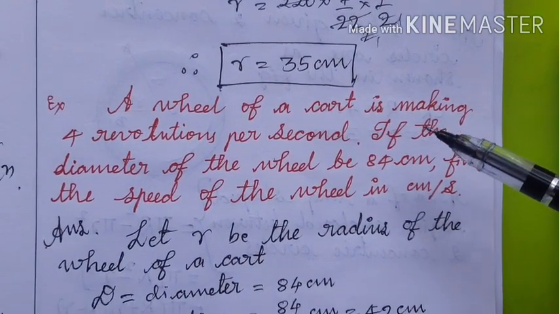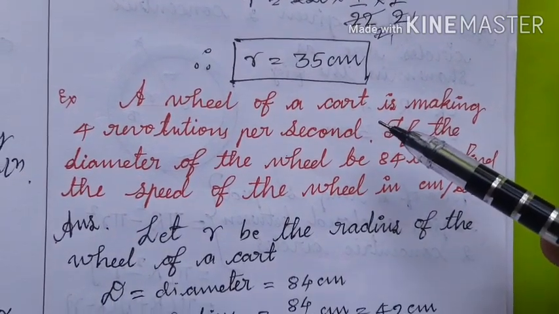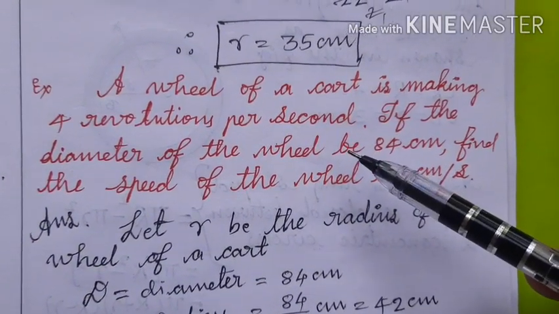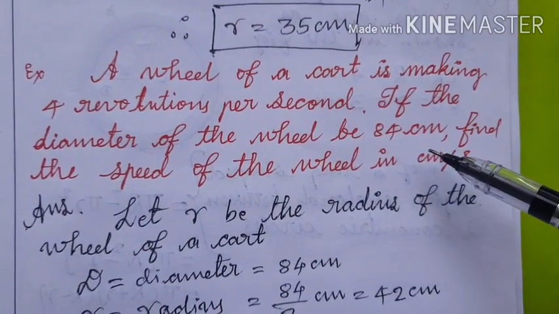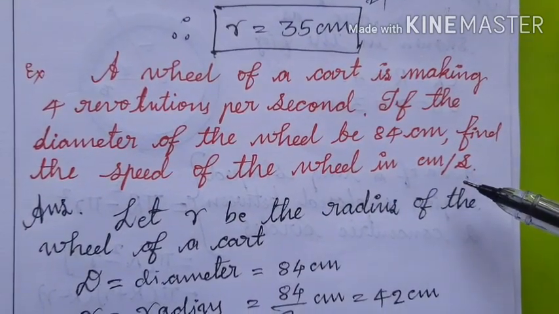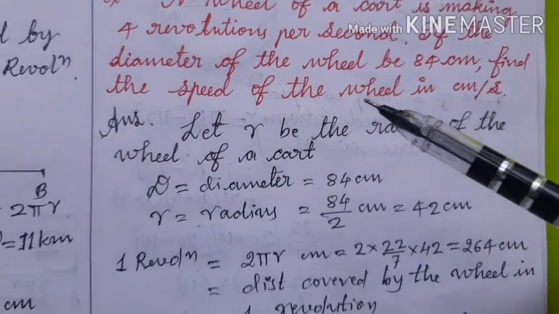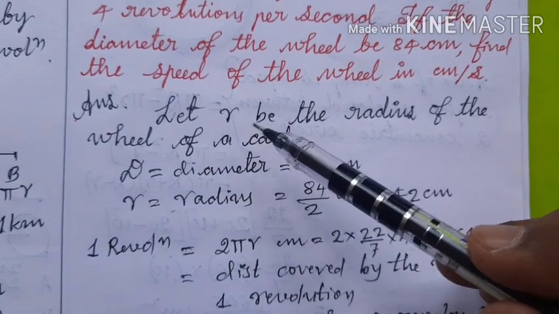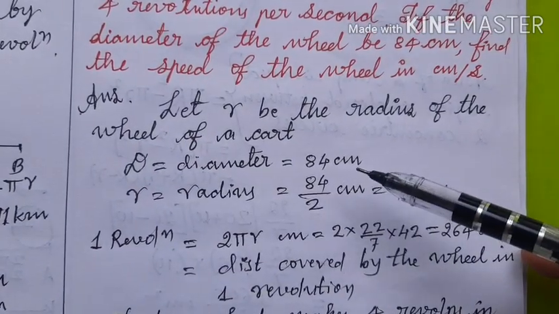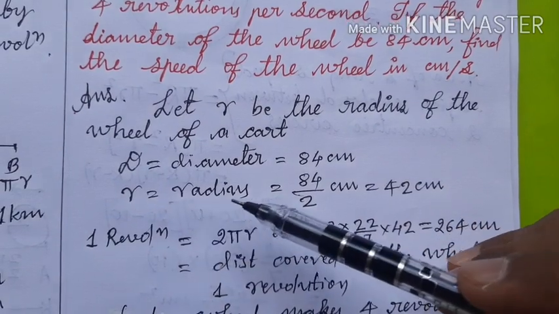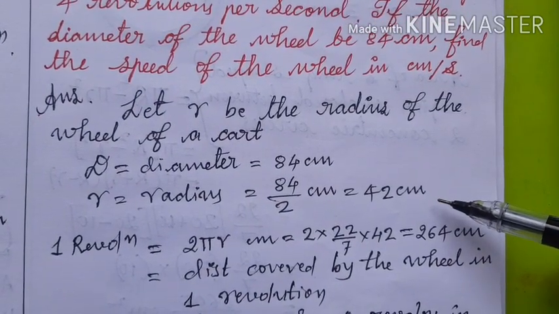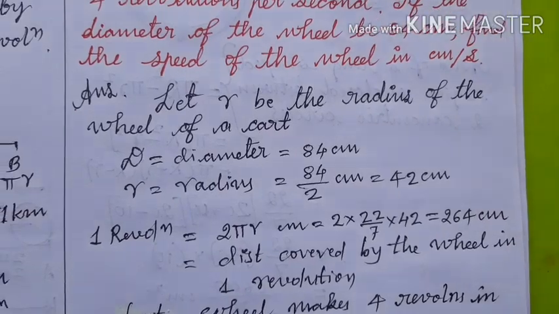Let us consider one wheel of the cart. This cart makes 4 revolutions in 1 second. And the diameter of the wheel is 84 centimeter. And we need to find the speed of the wheel in centimeter per second. Let small r be the radius of the wheel of a cart, and it is given that diameter of the cart is 84 centimeter and radius of the cart wheel will be 84 upon 2 is equal to 42 centimeter.